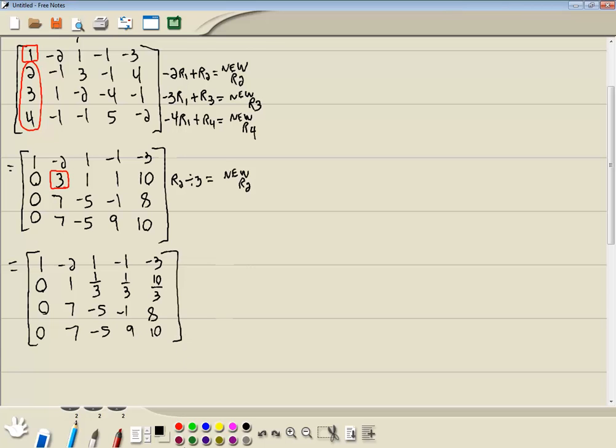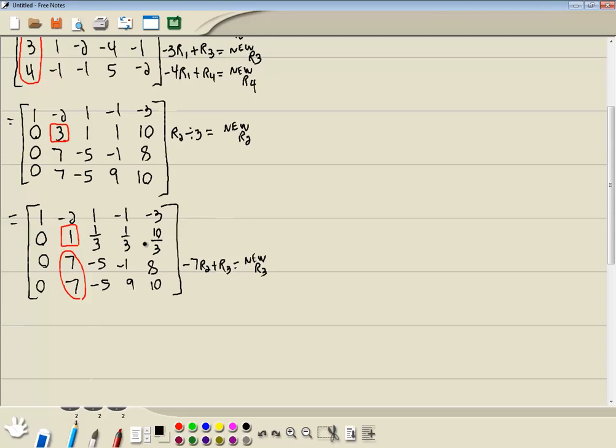Okay. Now we got a 1 here. Now we want to get zeros below it. So we want to get zeros here. And it's always, again, the opposite number. But the question is, what do we multiply times this 1 that we can then add to this 7 to get a 0 there? And that'd be a negative 7. So we'll take negative 7 times row 2 and add that to row 3. And that's going to give us our new row 3.